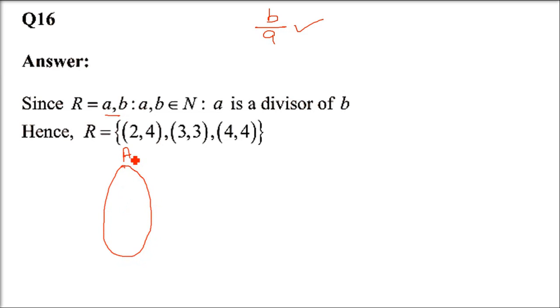A is given as 2, 3, 4, 5. B is given as 1, 3, 4. And how are they related? A should be a divisor of B. Means the first member should be dividing the second one. So any divisor? No. Do you find any divisor? No. So A should be the divisor of B.